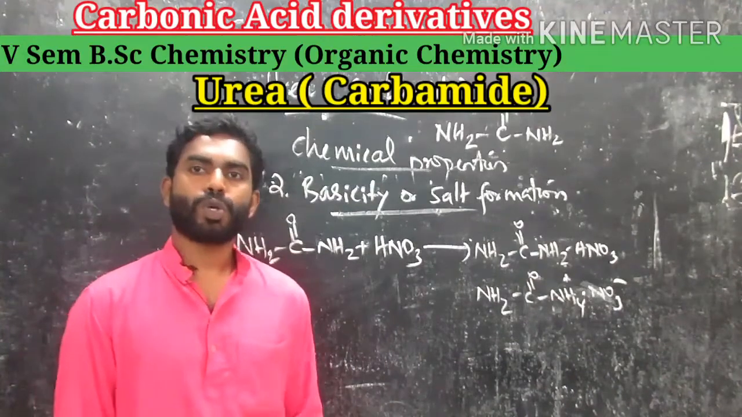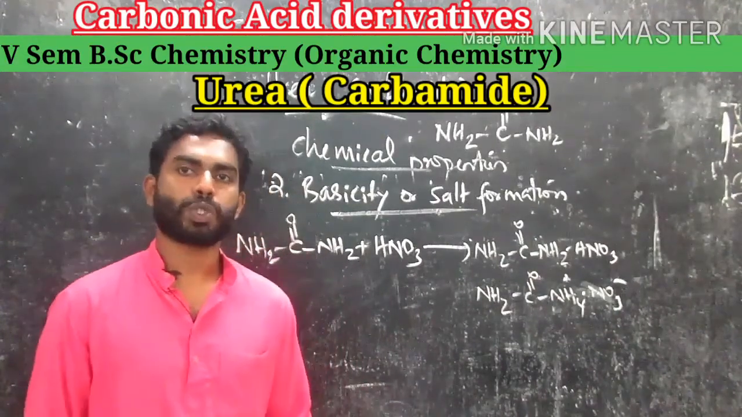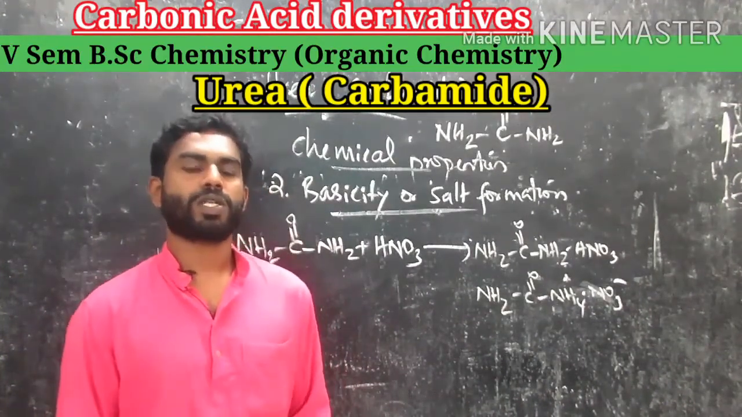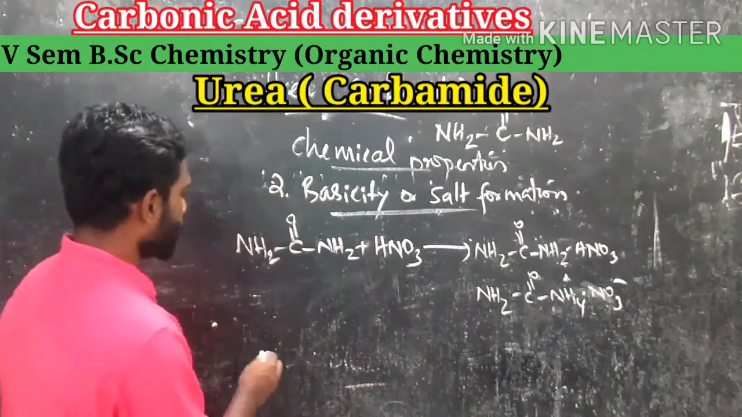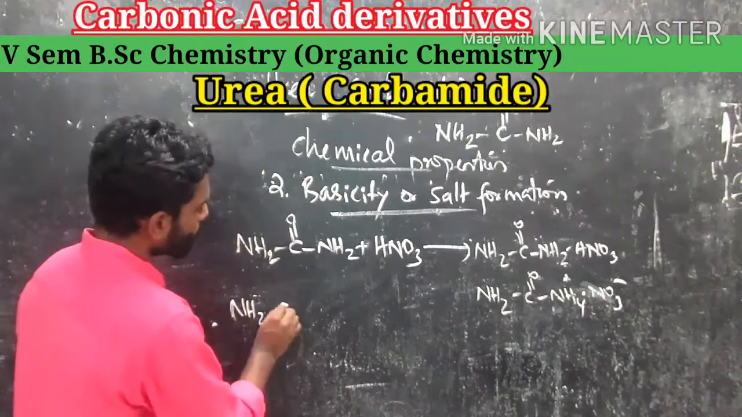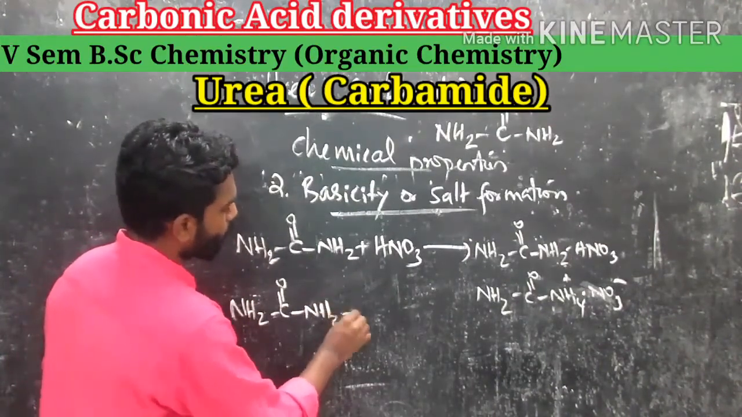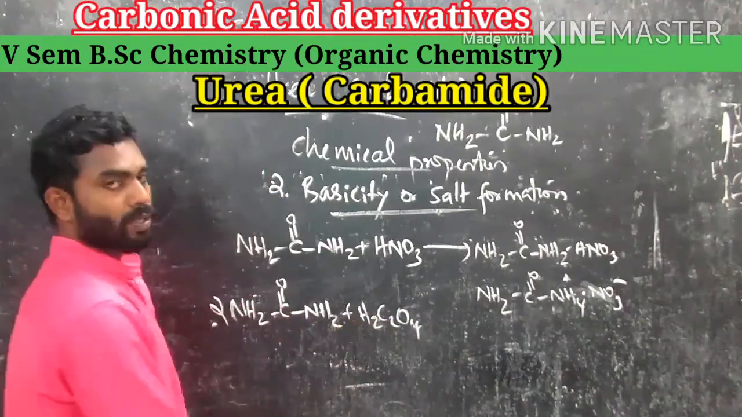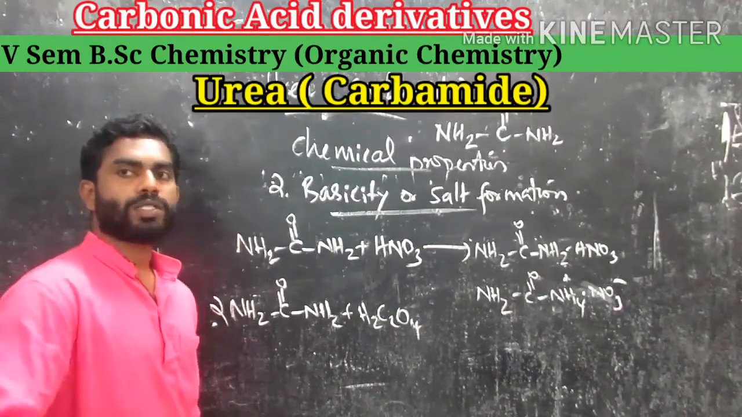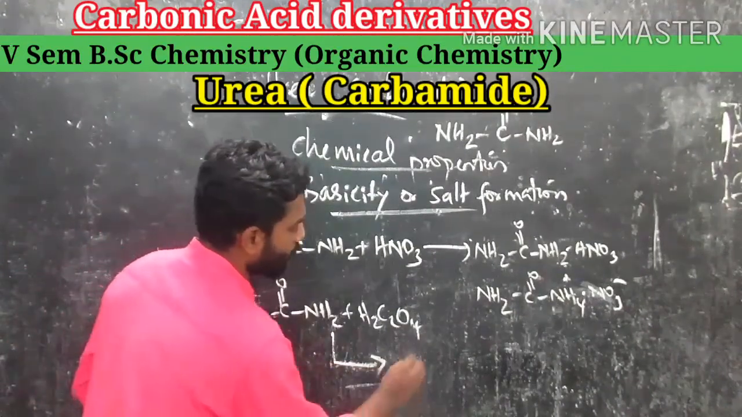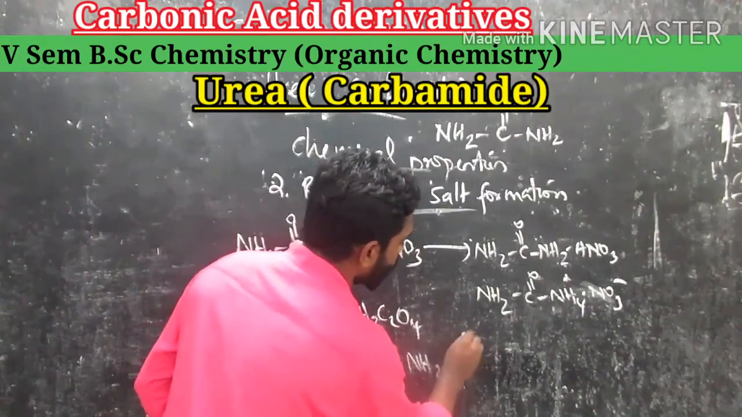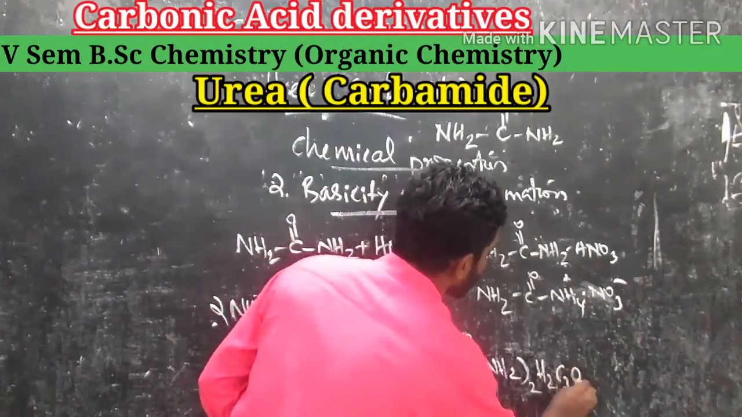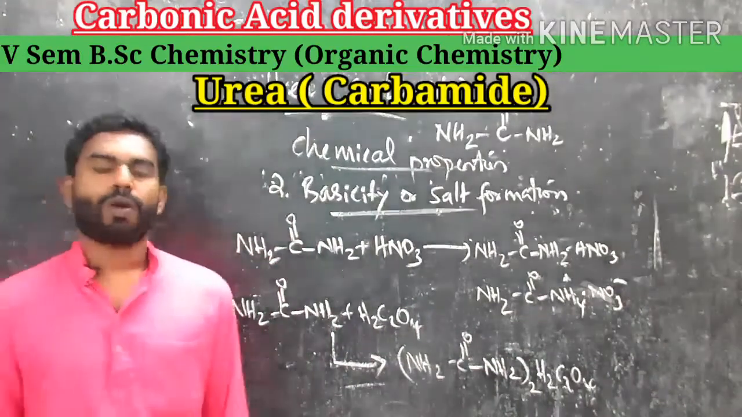Similarly, when a concentrated solution of oxalic acid is added to a concentrated solution of urea, white crystalline urea oxalate is precipitated. NH2 CO NH2 plus H2C2O4 gives the salt urea oxalate, that is 2 NH2 CO NH2 with H2C2O4.